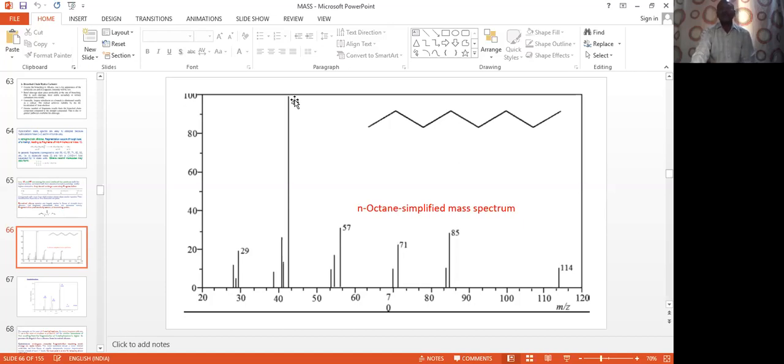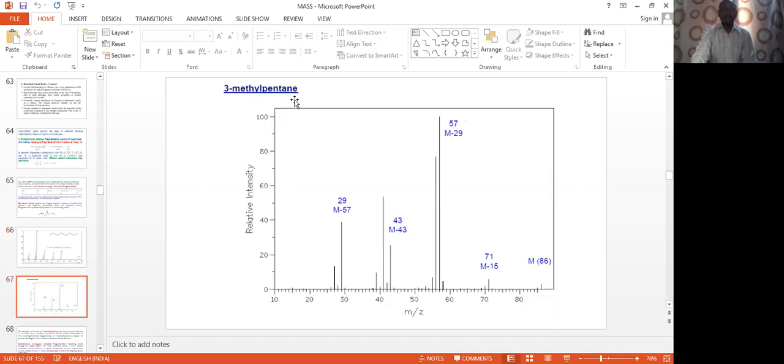And this is how the fragmentation happens, and the fragmentation here is a homolytic cleavage, a simple cleavage. This is methyl heptane. So methyl pentane, this is a 2,3-methyl pentane.